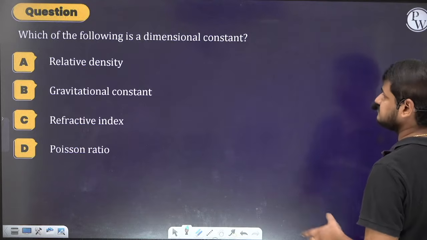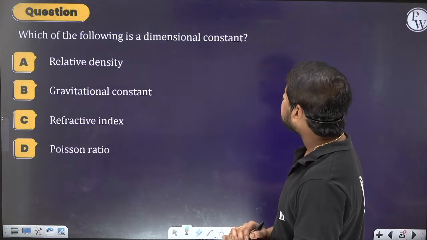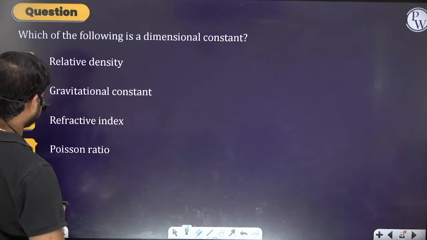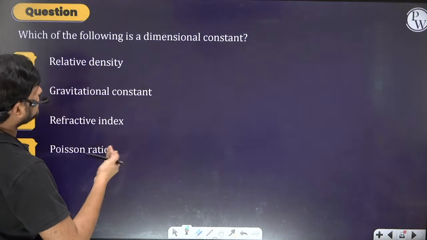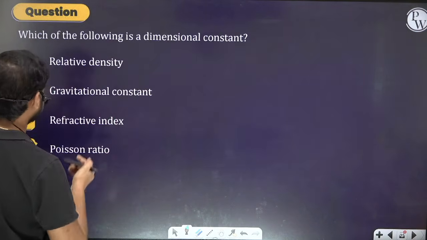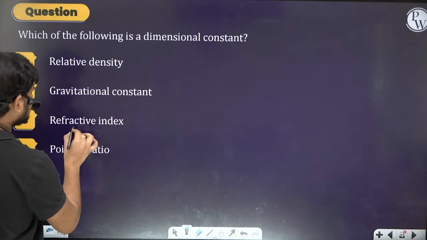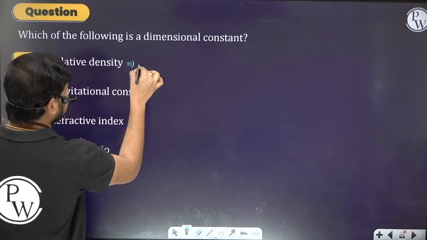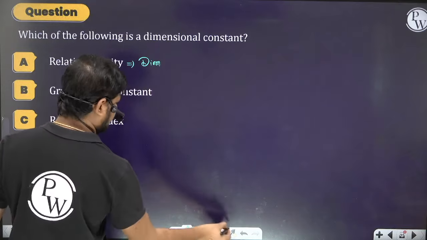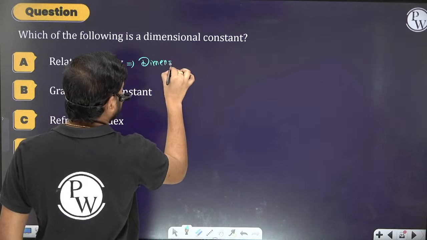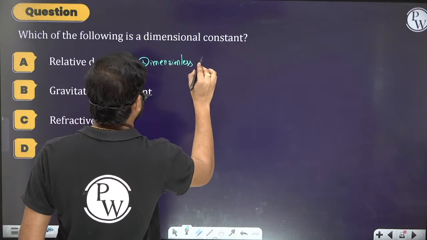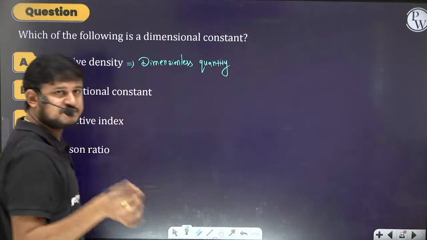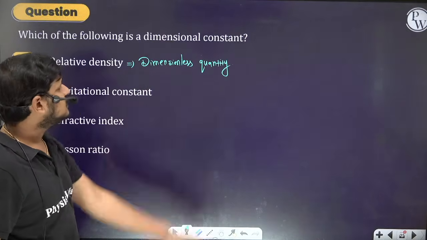Done? Next. Which of the following is a dimensional constant? We have the Poisson ratio, refractive index, and relative density. The relative density is a dimensionless quantity. Relative density means the density of one substance with respect to another, so the units will cancel. So there will be no dimensions.